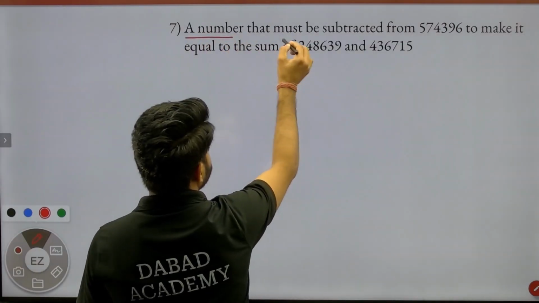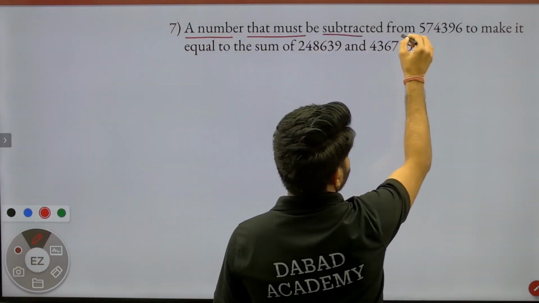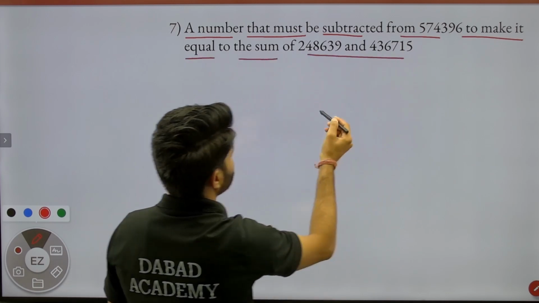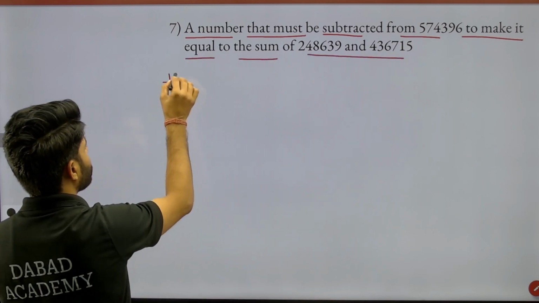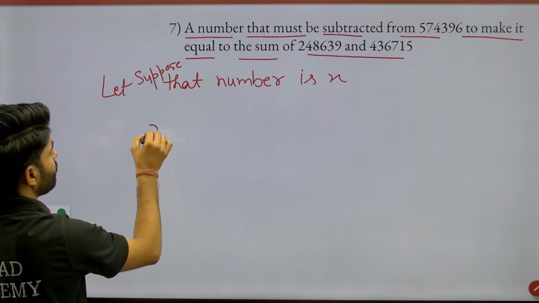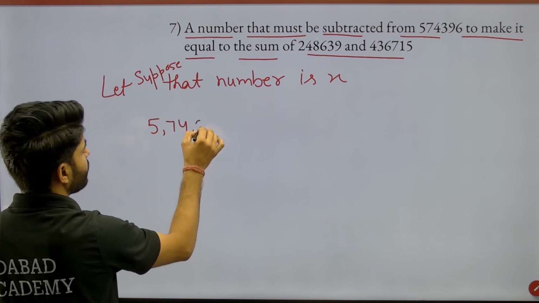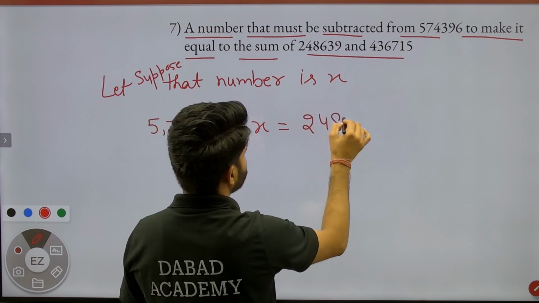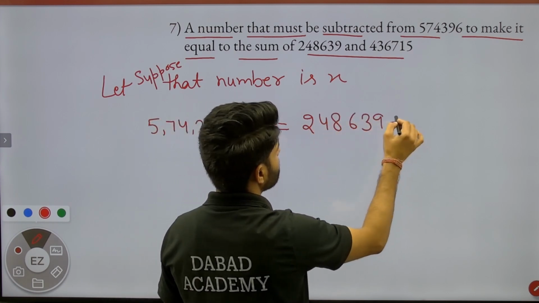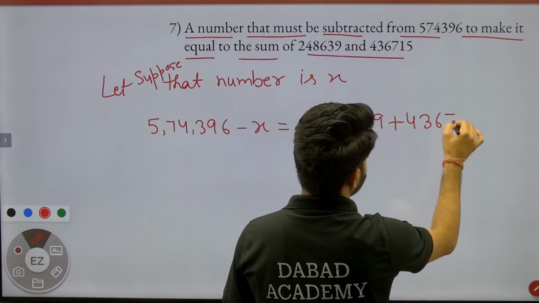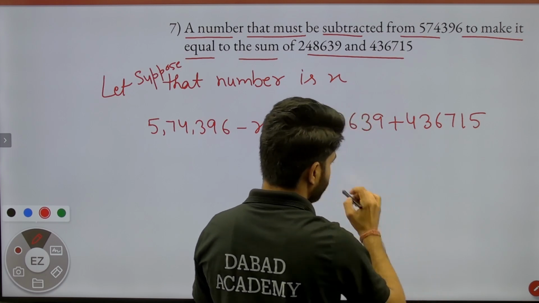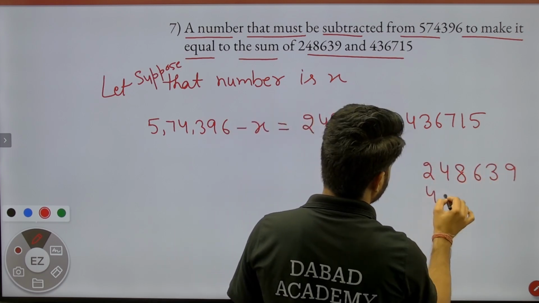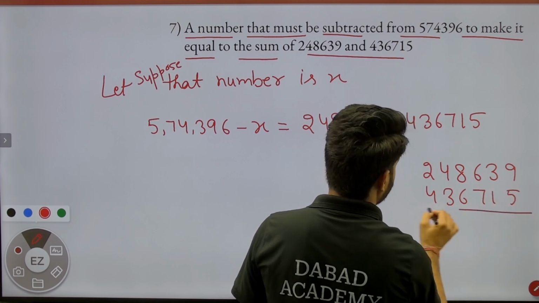A number that must be subtracted from this to make it equal to the sum of these two numbers. So let's suppose that number is x. We have to subtract x from 5,74,396 minus x, that is equals to 2,48,639 plus 4,36,715. So first we have to solve the right hand side, that is 2, 4, 8, 6, 3, 9 and again 4, 3, 6, 7, 1, 5. We have to add these.